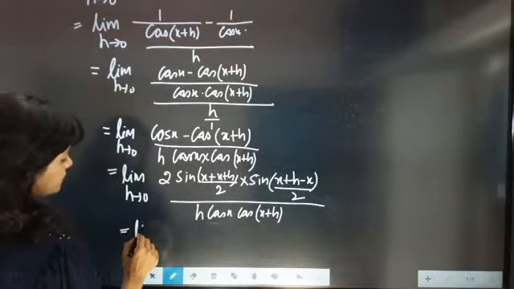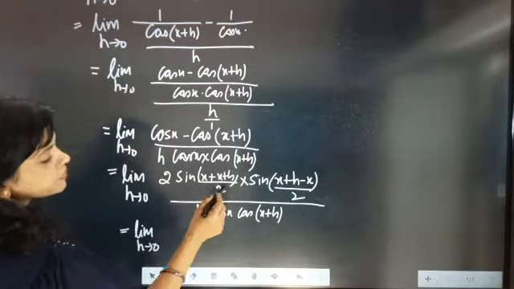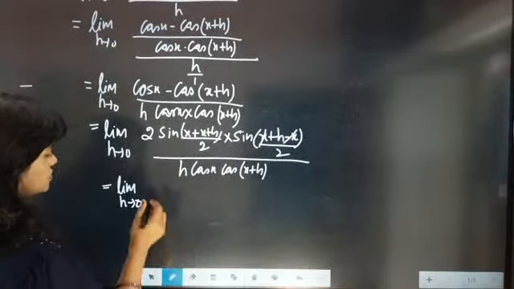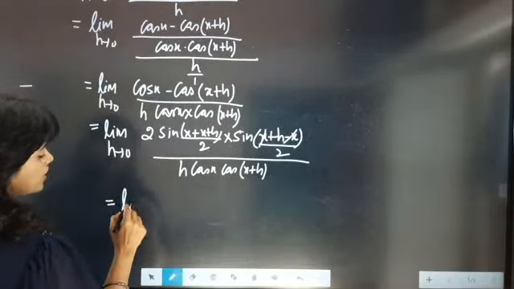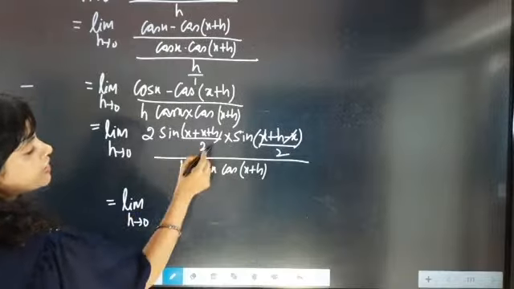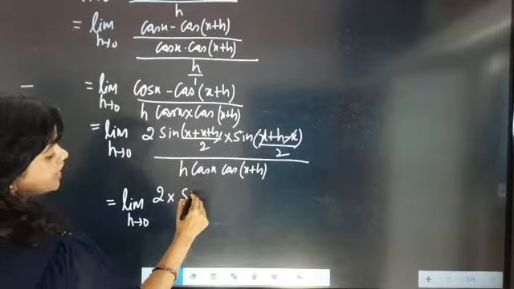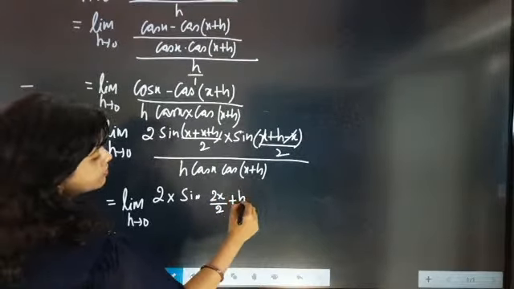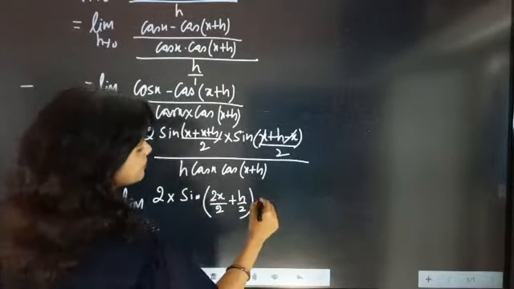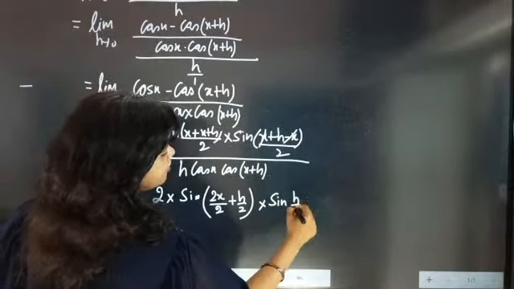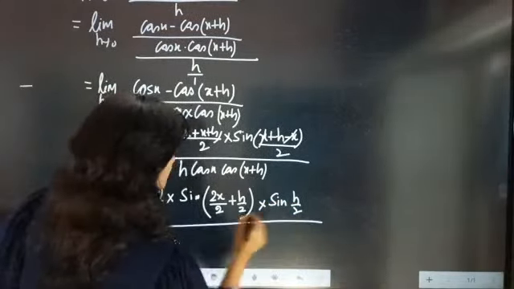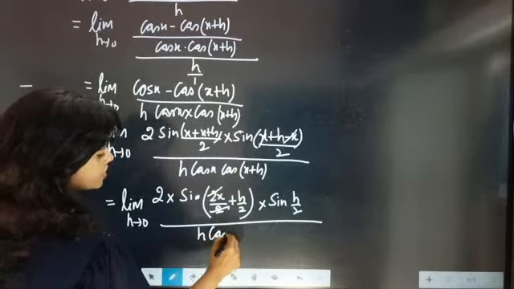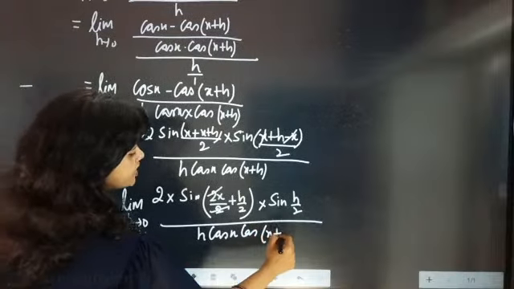So now here limit h tends to 0. Now this part is going to get cancelled. Now we are ready for the last phase of solving. So limit h tends to 0. This part will become 2 into sine of (2x by 2 plus h by 2) into sine of h by 2. So this and this will get cancelled. Now the denominator part is h cos of x into cos of x plus h.